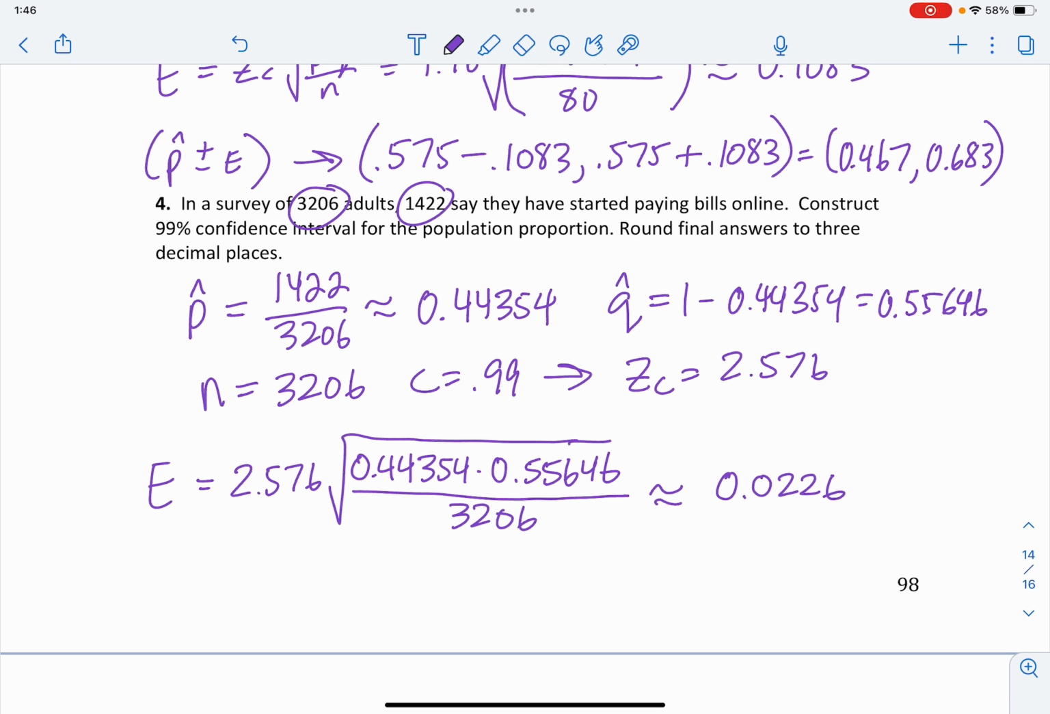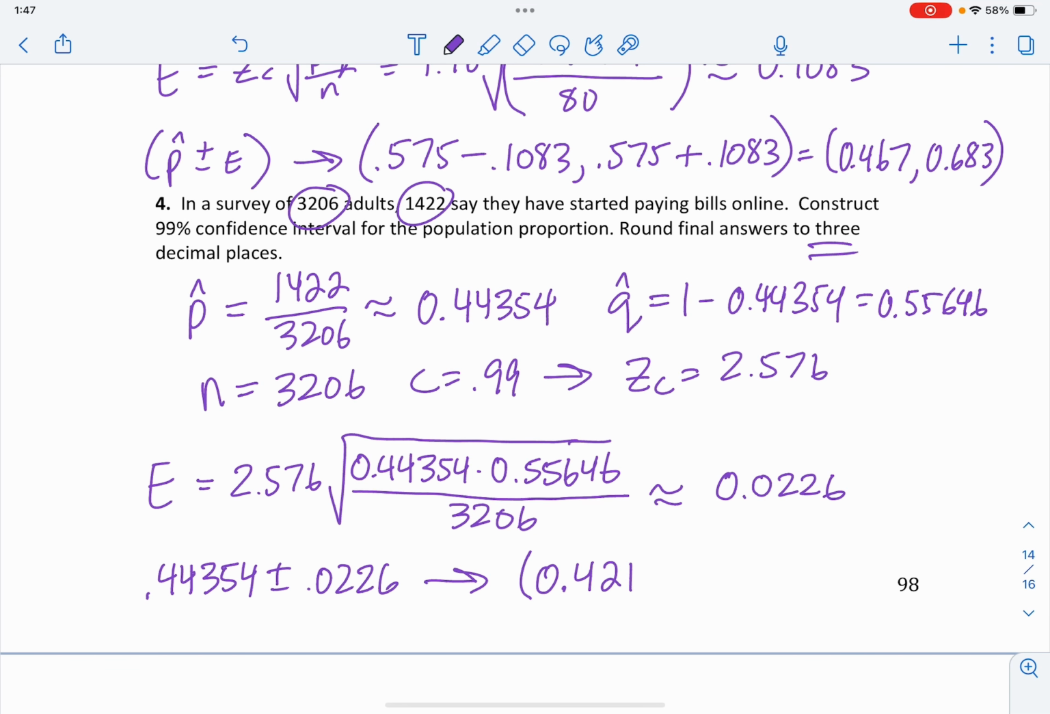So I'm taking the 0.44354, add and subtract 0.0226. And then now I can go to my final three decimal places. I like how I have a lot more than three decimal places in all my values here. That makes me feel good about accuracy at the end.